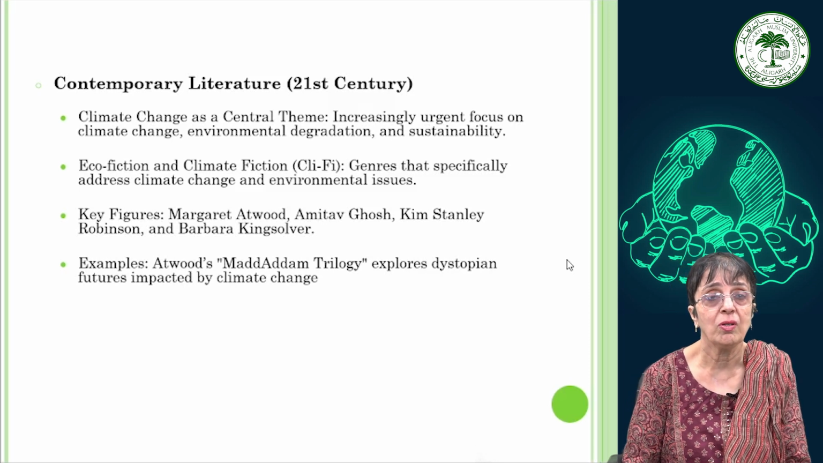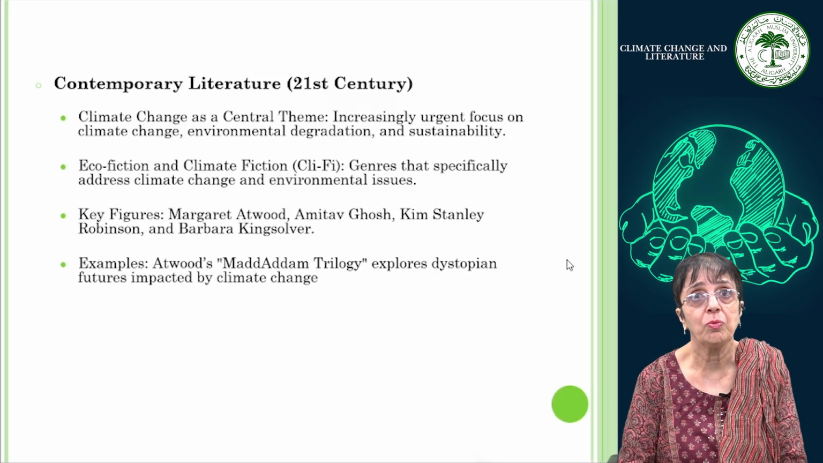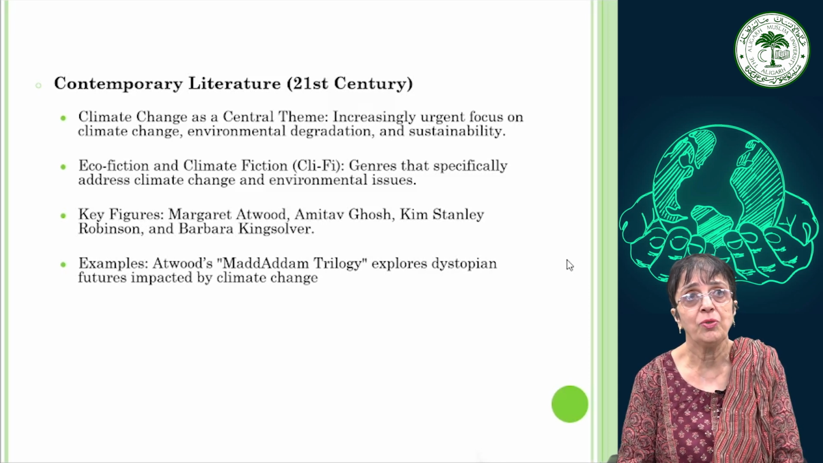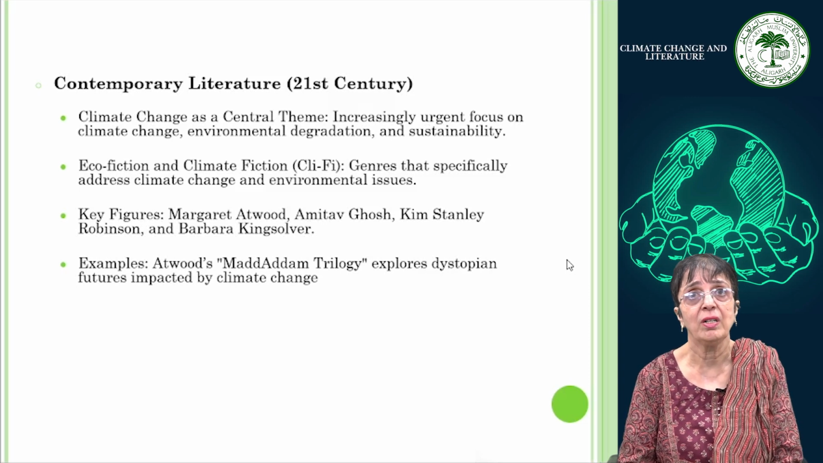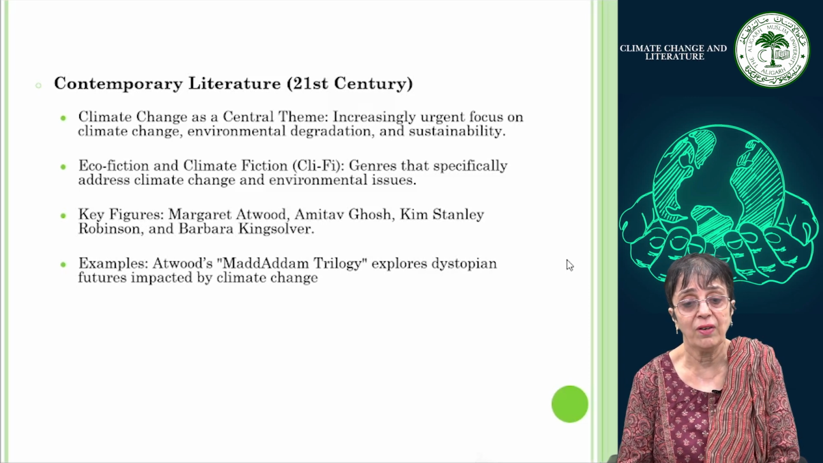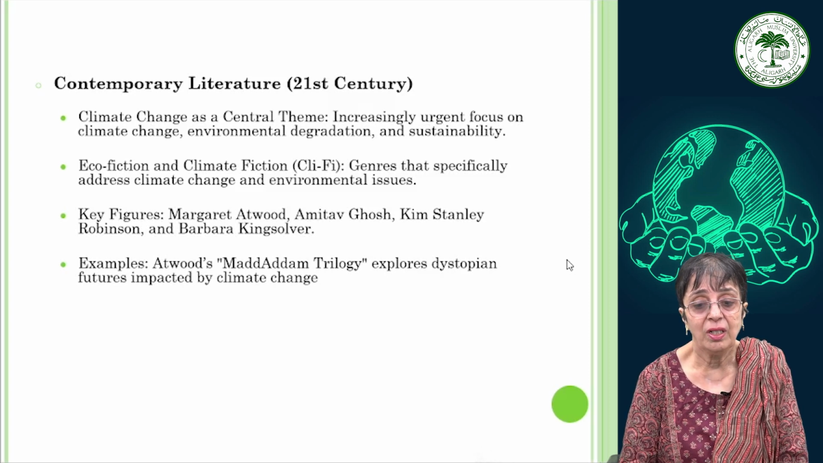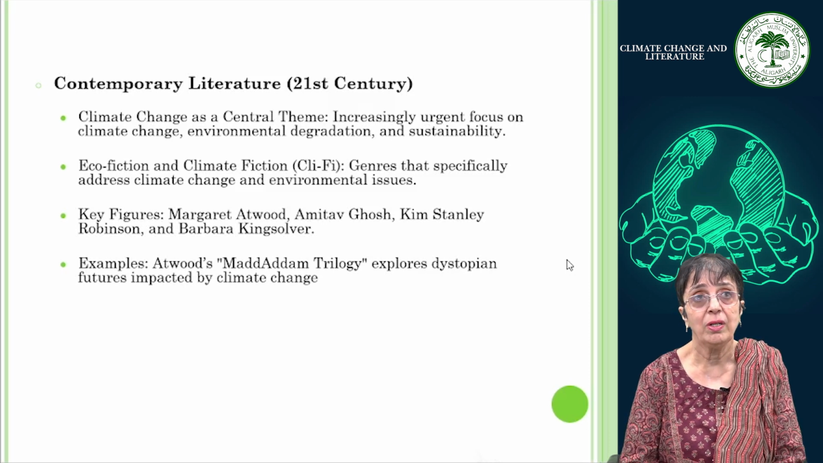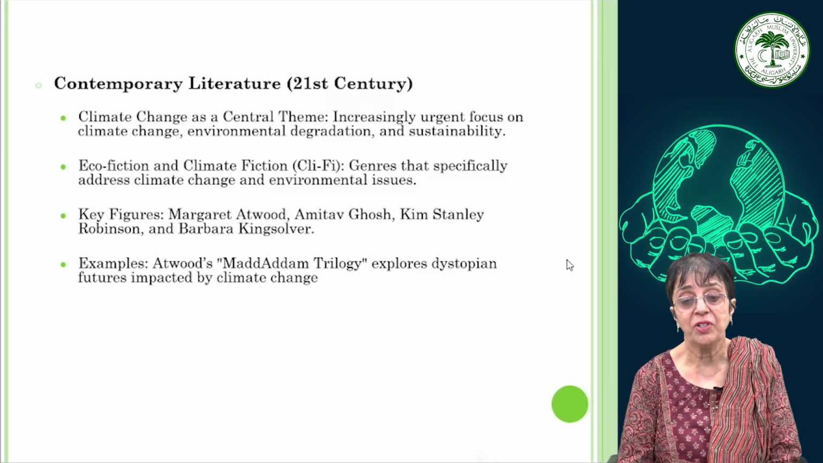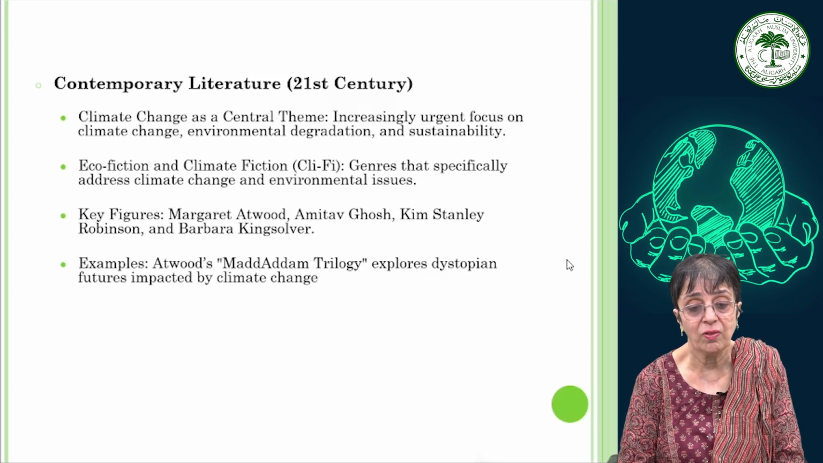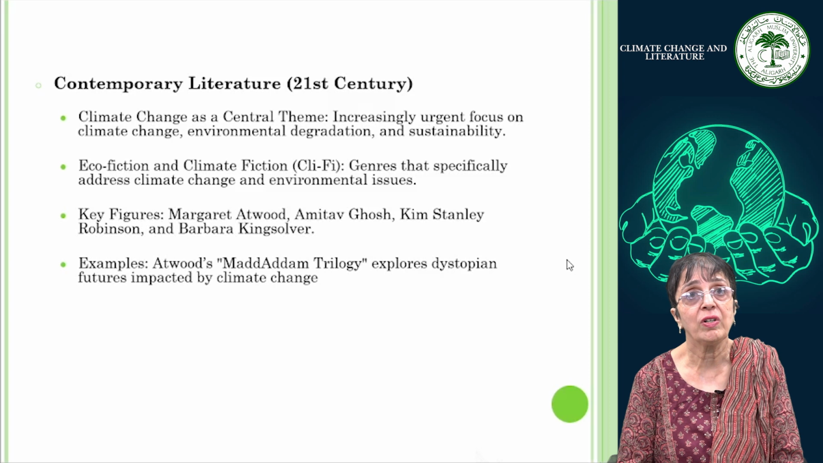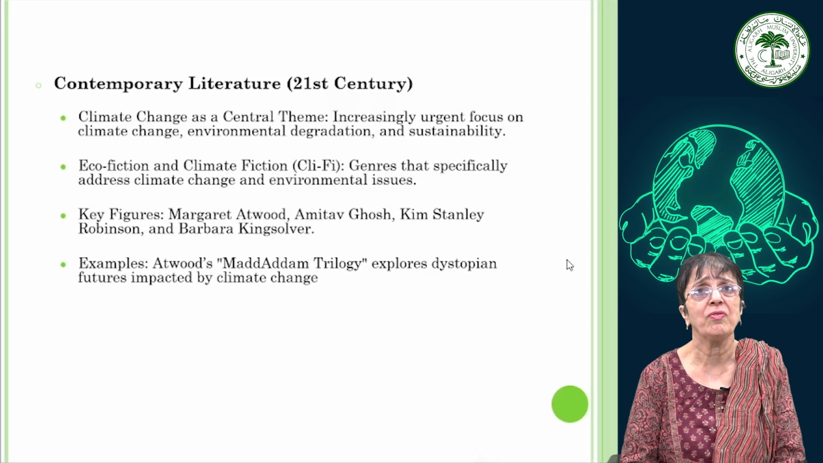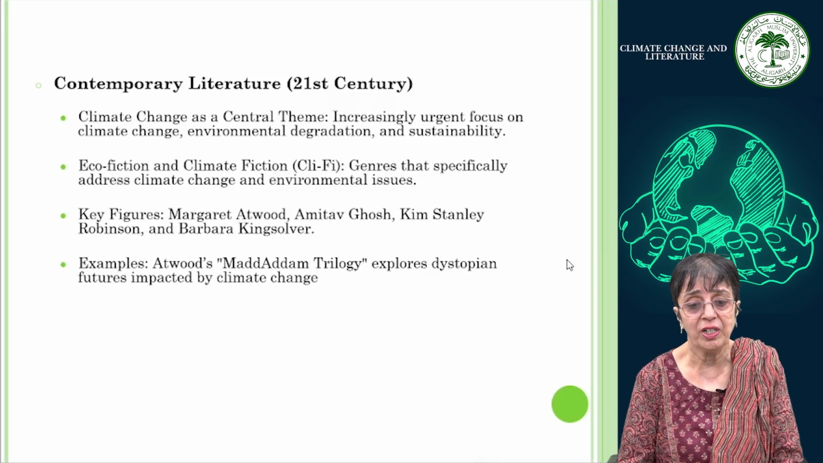So what was around the 60s supposed to be science fiction, and had a lot in it related to the environment, gradually diversified into another field, and that was cli-fi. From sci-fi, we go to cli-fi. The key figures as far as fiction was concerned were Margaret Atwood, Amitav Ghosh, Kim Stanley Robinson, and Barbara Kingsolver. These writers used fiction as a mode to convey various aspects of environmental damage caused by climate change.